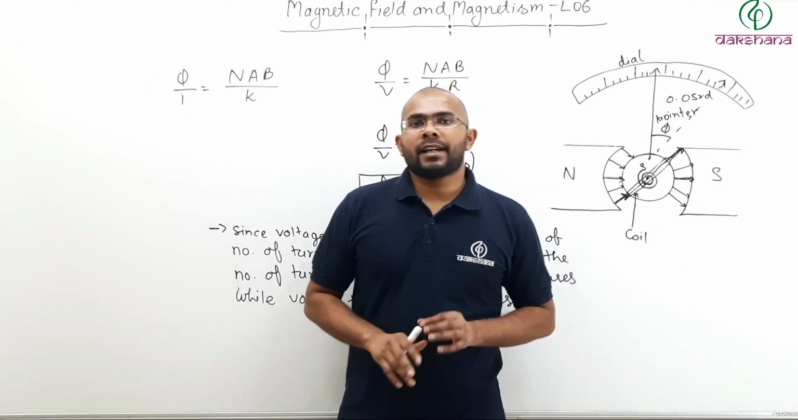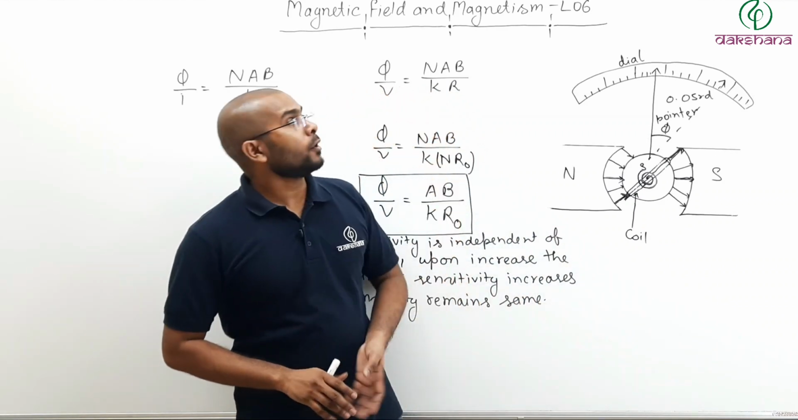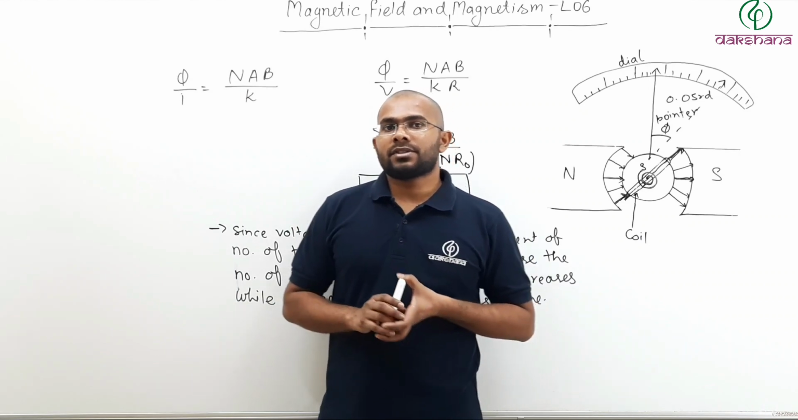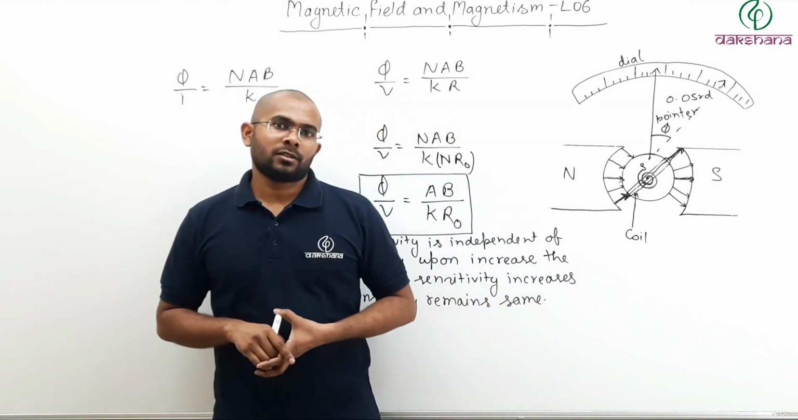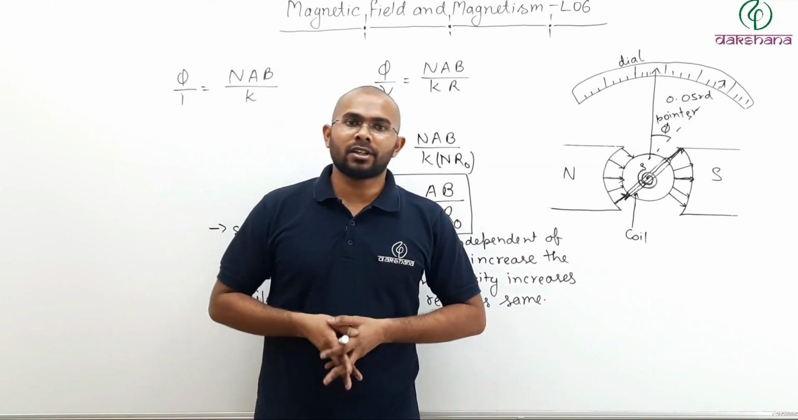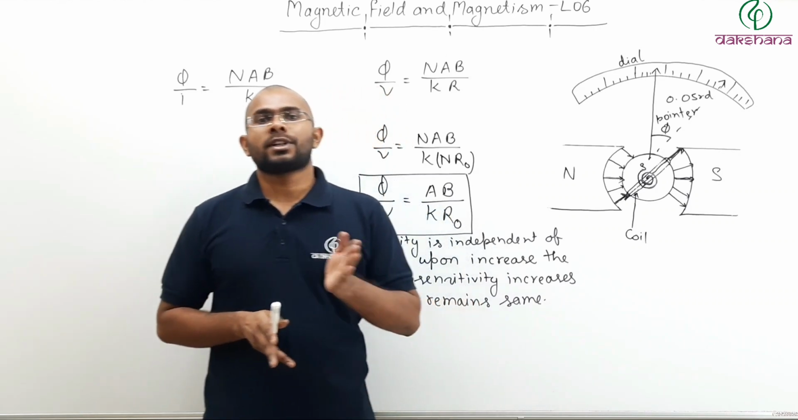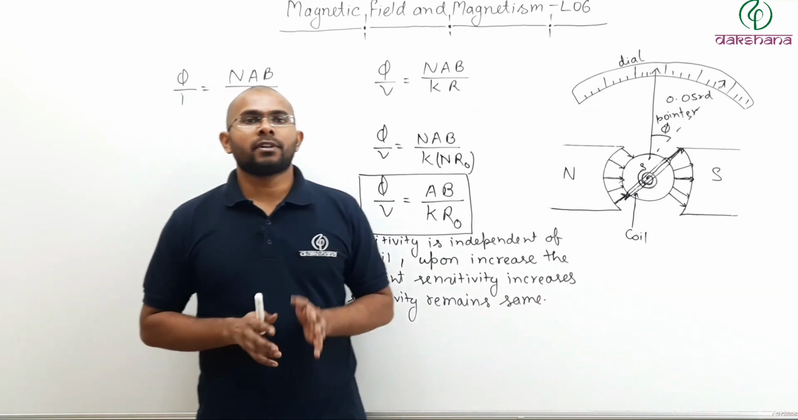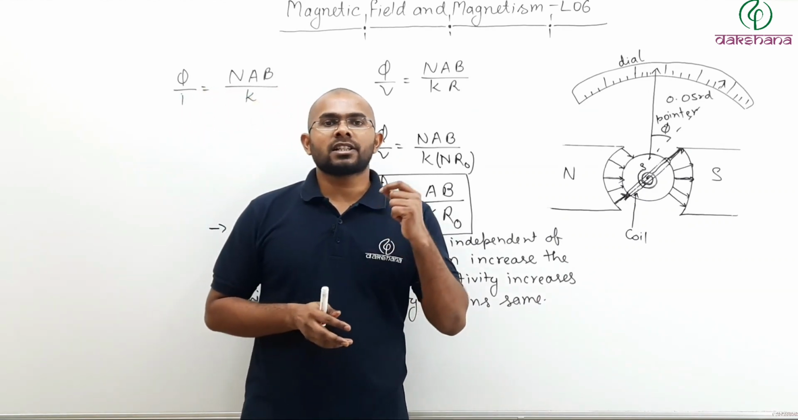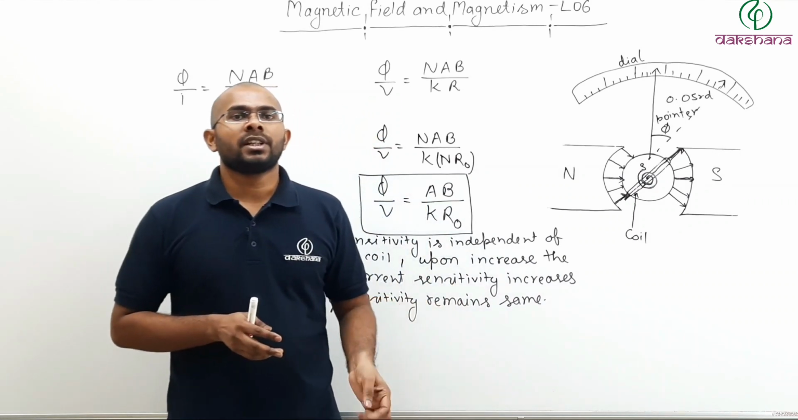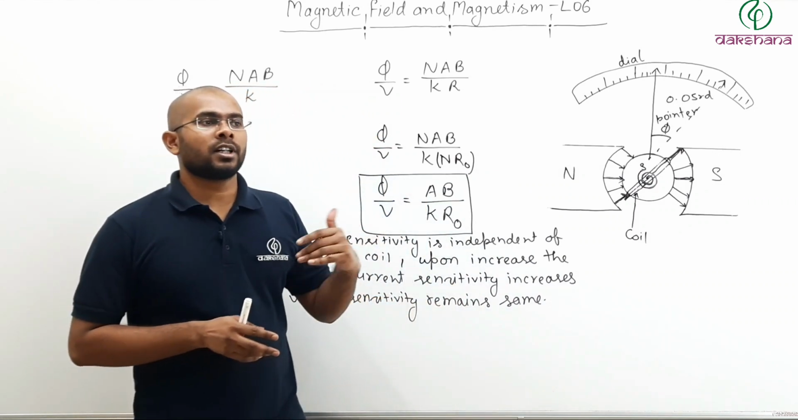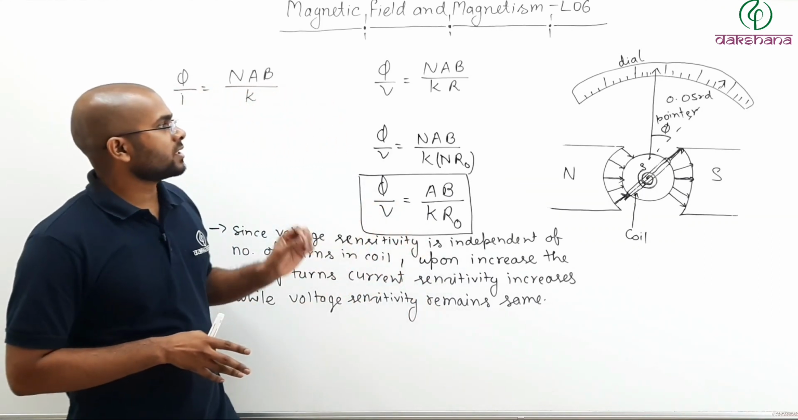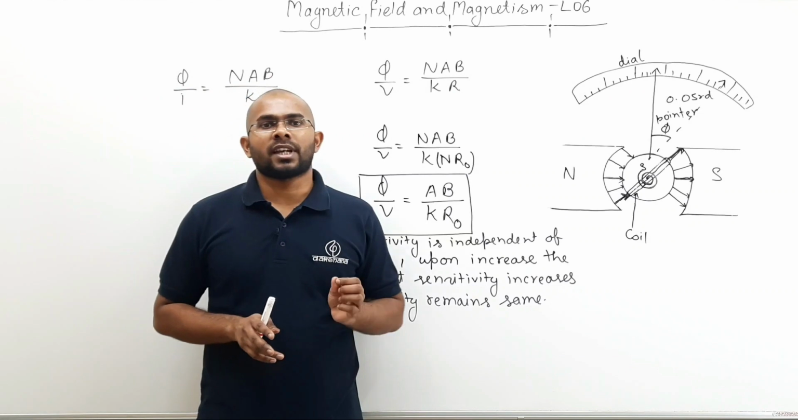So this was the end of your lecture number 6 for magnetic field and magnetism. In this lecture we have studied what is a galvanometer, what is the current sensitivity of a galvanometer, and what is voltage sensitivity of a galvanometer. In the next lecture we will talk about how we can convert a galvanometer into an ammeter or a voltmeter. So until then, keep revising your topics and try to solve as many questions as you can.